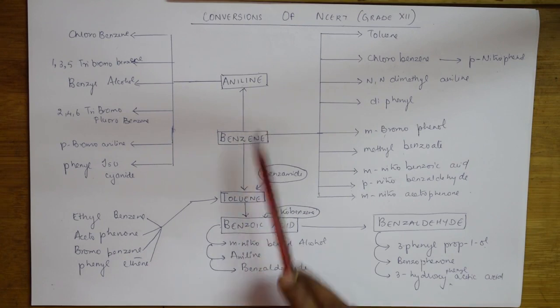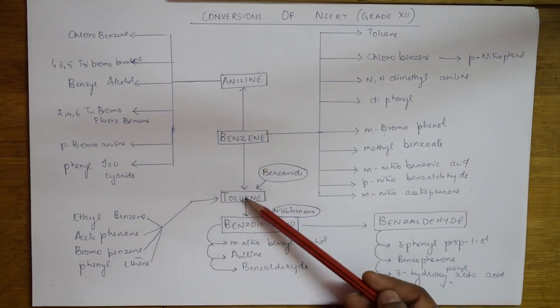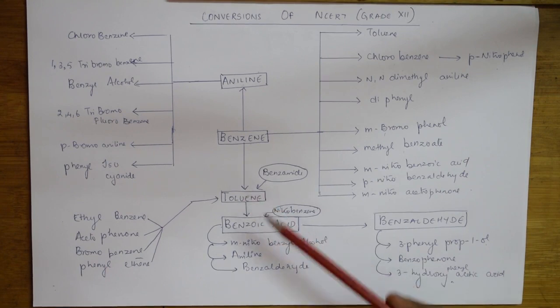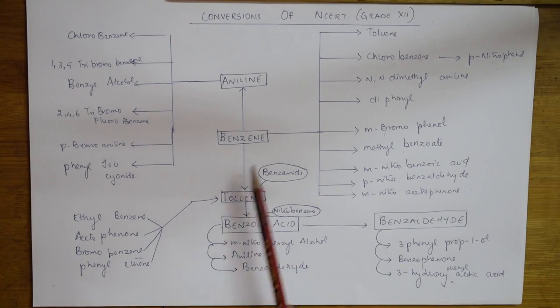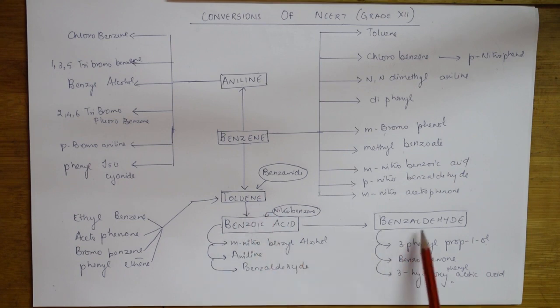Done. Now next, when I come back to benzene to toluene, again you have 2 things. Toluene is further converted to benzoic acid. Benzoic acid is further converted to benzaldehyde. That means there will be one conversion of benzene to toluene. They may ask you like that, or they may ask you toluene to benzoic acid, one conversion. They may ask you benzoic acid to benzaldehyde. Done. Now further, benzoic acid is again converted to metanitrobenzyl alcohol, aniline and benzaldehyde.